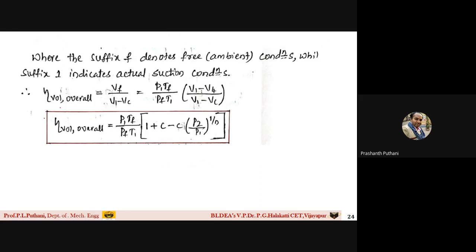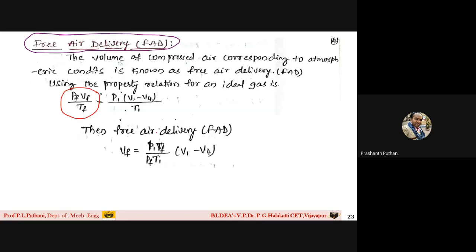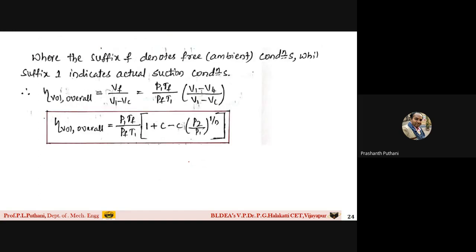the overall efficiency, it is Vf by V1 minus Vc, where the value of Vf, just now we have discussed, students. Vf is what? P1 into Tf divided by Pf into T1 into V1 minus V4. This equation we substitute here. We substitute the value of Vf. This is the value of Vf, students.